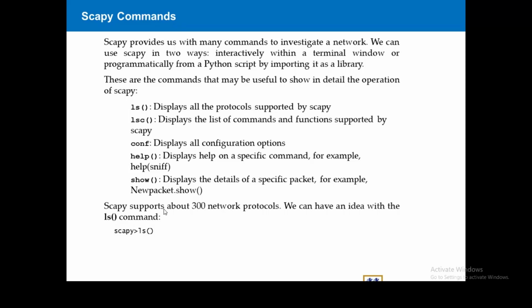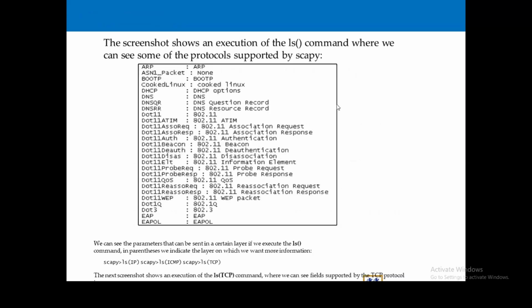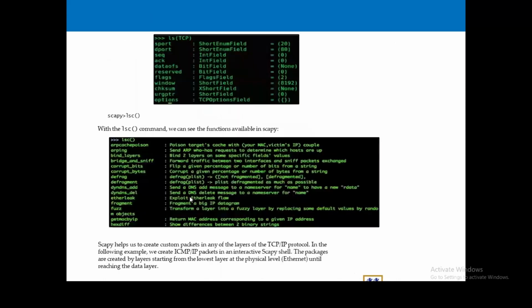So in all, Scapy supports about 300 network protocols. You can get an idea with the ls command. If you use the ls command, this is what you see. And for the LSC, I think we've done that. It displays the various functions available on Scapy.